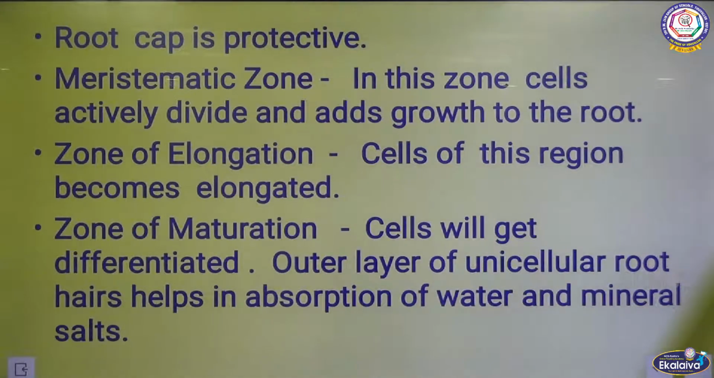So you will find here the root cap is protective in nature, and the meristematic zone is the zone where active division takes place, which adds growth to the root. The zone of elongation is the region where the cells become elongated and increase in size. And the zone of maturation is where the cells get differentiated and perform specific functions.